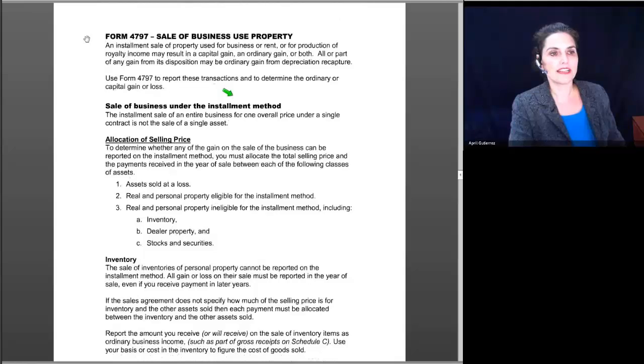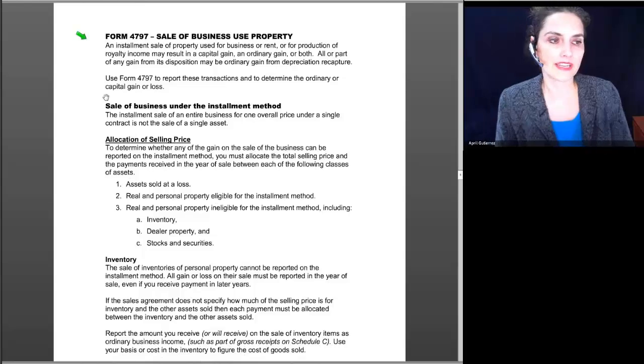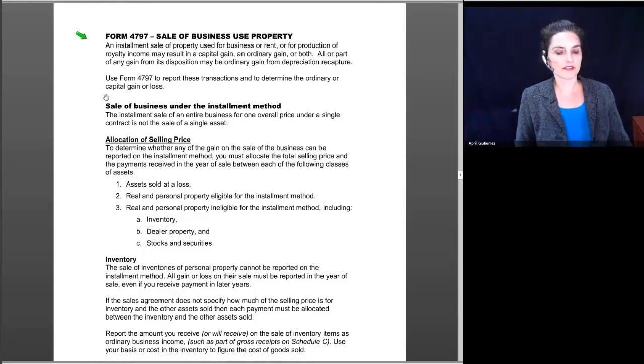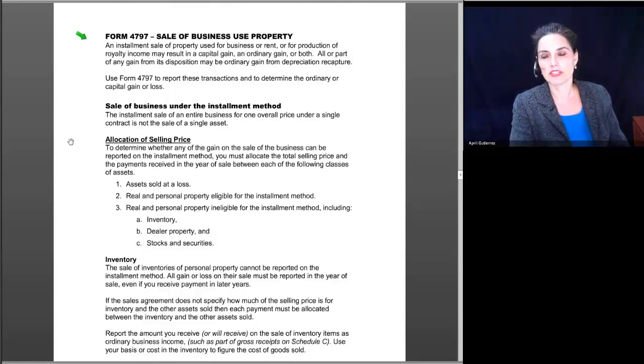Now, Form 4797 is another form that I'm not going to show you any illustrations that encompass. We have an entire other class called Sale of Assets where we spend a lot of time on 4797, but I will briefly mention it here. An installment sale of property used for business or rent or for production of royalty income can result in a capital gain, an ordinary gain, or both. All or part of any gain from its disposition may be ordinary gain from depreciation recapture. You need to use Form 4797 to report these transactions and to determine the ordinary or capital gain or loss.